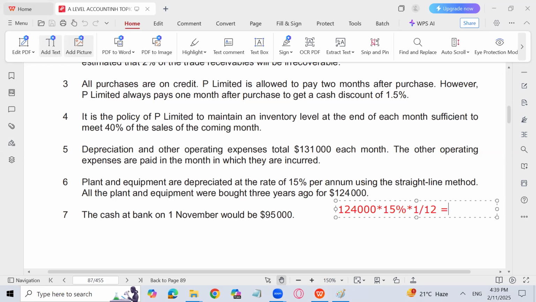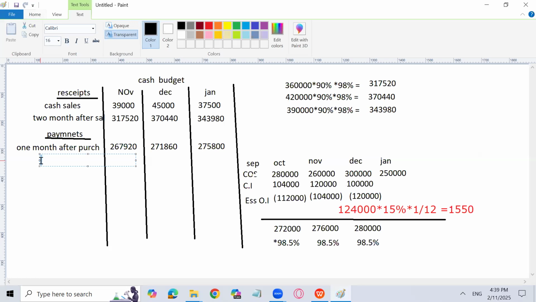Sorry, 1 month की निकालनी है ना. 155. No, इतनी कम. Sure. Okay. 1,550 is the depreciation. And if you calculate it for the 3 months, then 1,550 into 3. But we have operating expenses given 131,000 each month. Okay. So other than depreciation, operating expenses are paid in which they are incurred. So I can just write the operating expenses 131,000 minus 1,550.